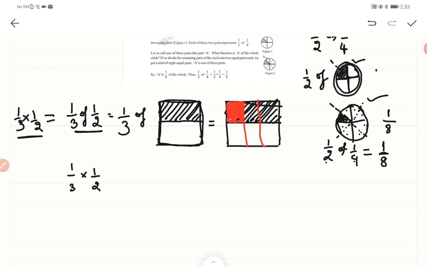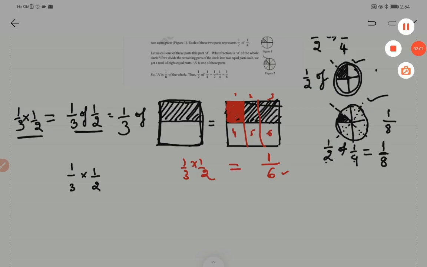So what is your answer when you look at the pictorial representation? This whole is divided into how many parts? 1 2 3 4 5 and 6, isn't it? So this whole is divided into 6 parts, and our shaded region is how much? 1. So 1 by 3 multiplied by 1 by 2 is nothing but 1 by 6, isn't it? Let us take one more example.